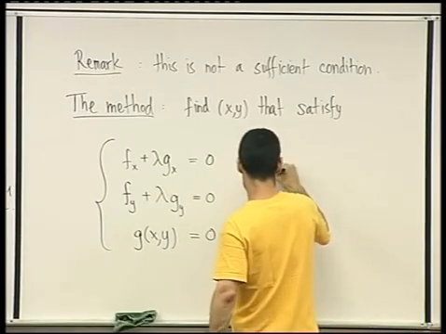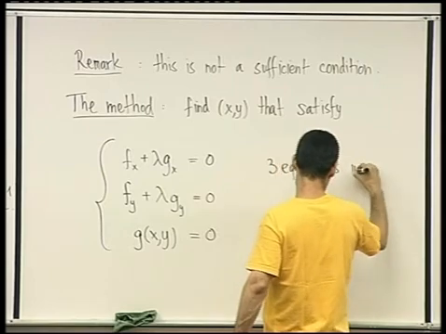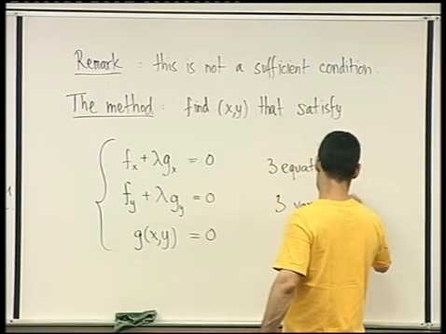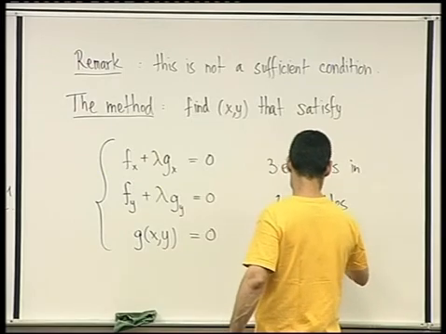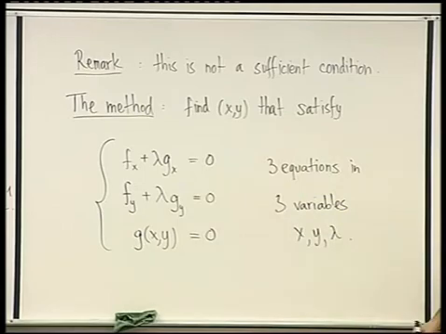So this is 3 equations in 3 variables: x, y, and lambda. Good? So that's the method. We'll do examples in a minute.